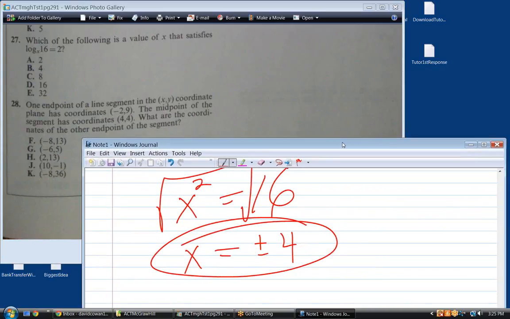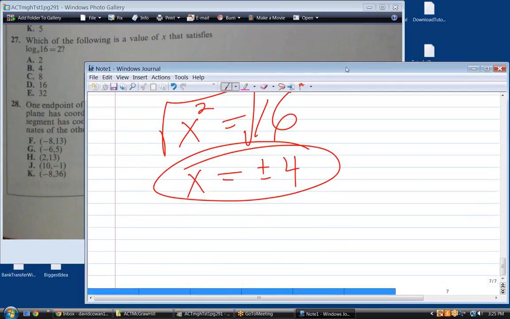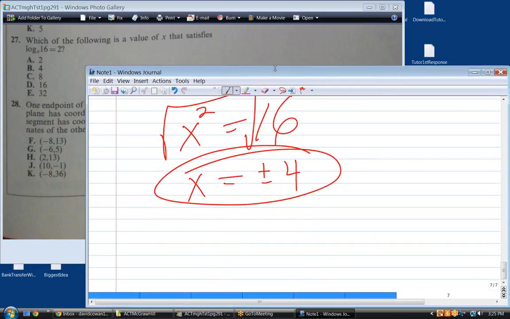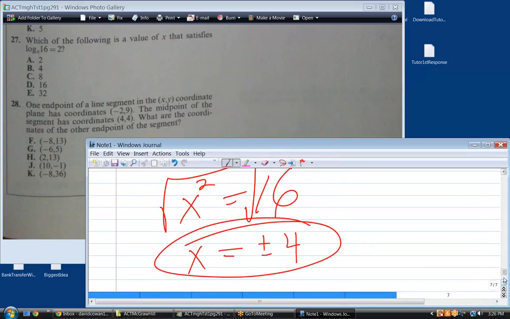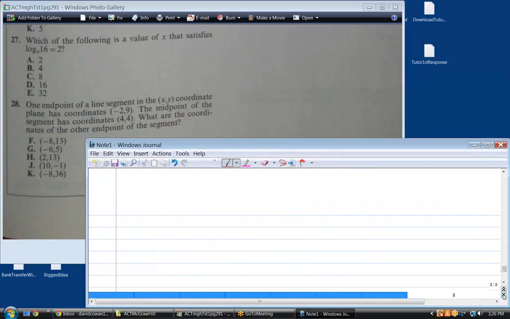All right, let's see. Hold on a second. Some of these ones at the bottom, I have a hard time fitting on my screen.